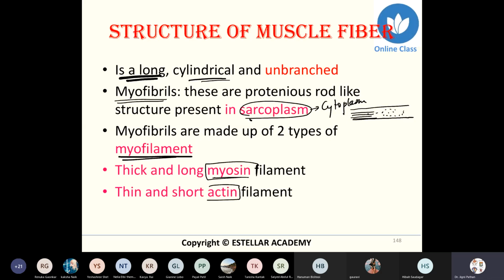Please write down: structure of muscle fiber is long, cylindrical and unbranched. Myofibrils are the proteinaceous rod-like structures present in the sarcoplasm. Next, myofibrils are made up of two filaments. One is actin, the other is myosin. Got the point?